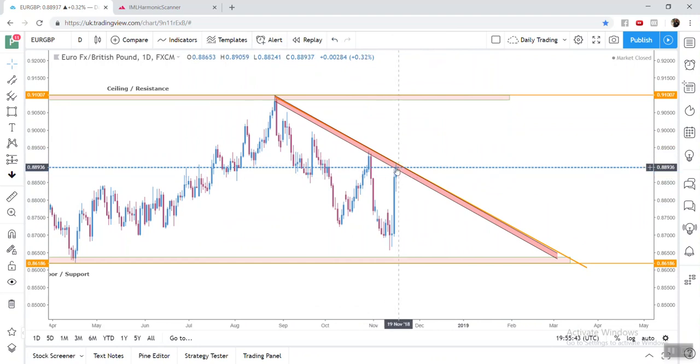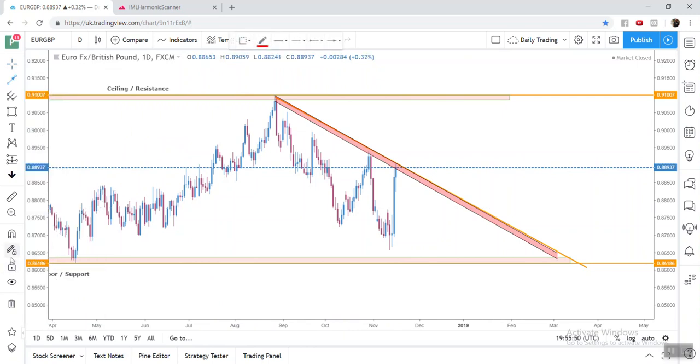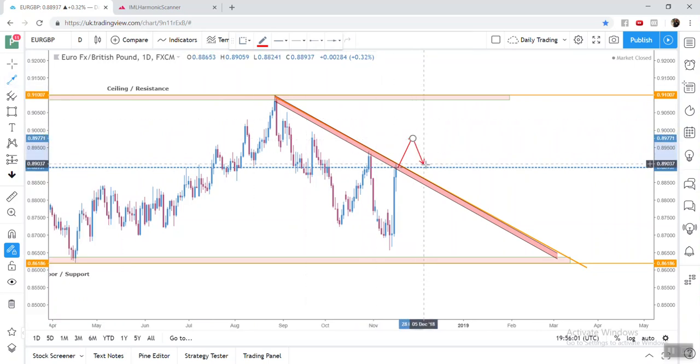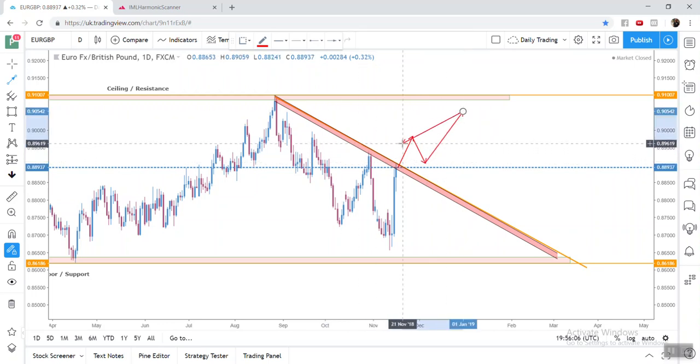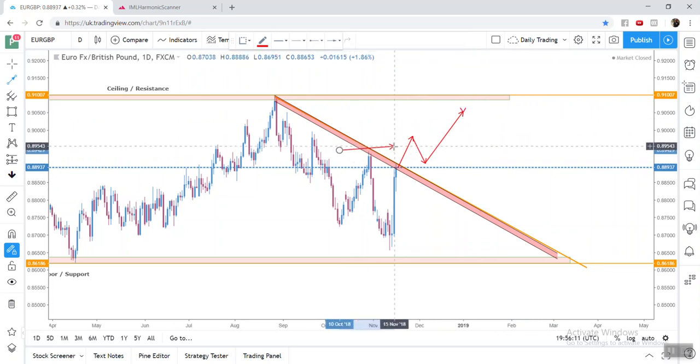So now, what we're looking for is price to either continue up, we test our trend line and then head up, breaking this previous high here.